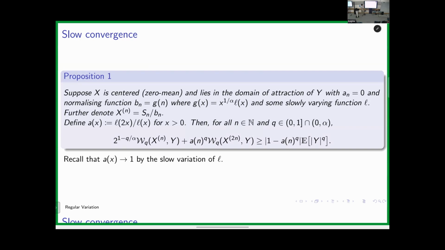Okay. What does this bound say? Okay. First, a of x will be curly L, so the slowly varying function, evaluated at 2x over the curly L at just x. Okay. So somehow it just went from time x to twice the time. So obviously, if curly L is slowly varying, this has limit 1. Okay, it's a nice bounded function. It converges to 1. If L was constant, then I would just have 1 here, and I would have 1 minus 1, and the lower bound is 0.